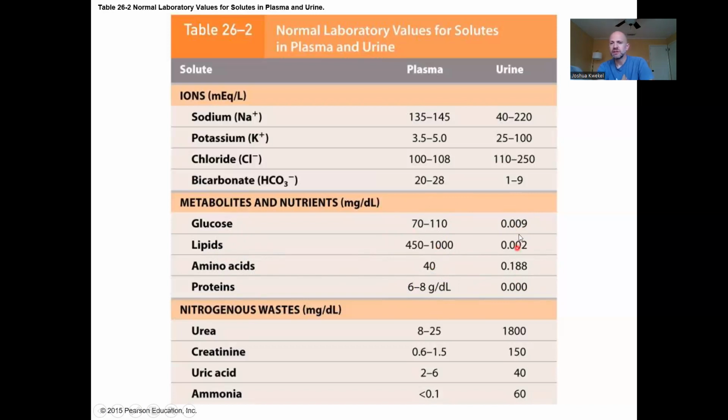So close to zero. Some of these amino acids, we can get rid of some of them in the urine, but you should have no protein, you should have very little glucose coming out of your blood into the urine, and very little lipid is coming out. But these are the normal numbers, okay?